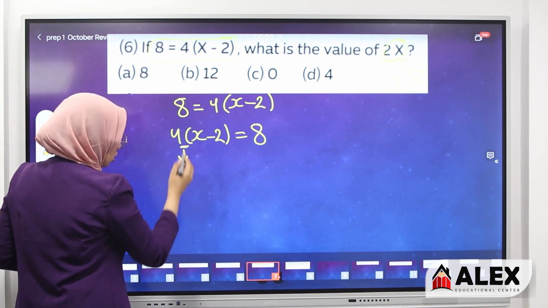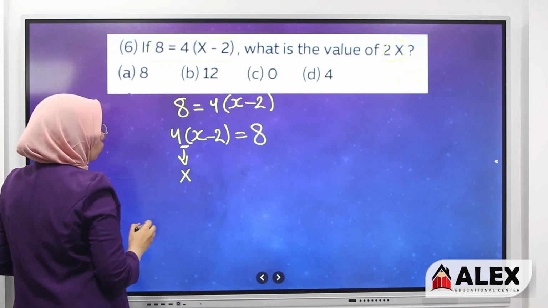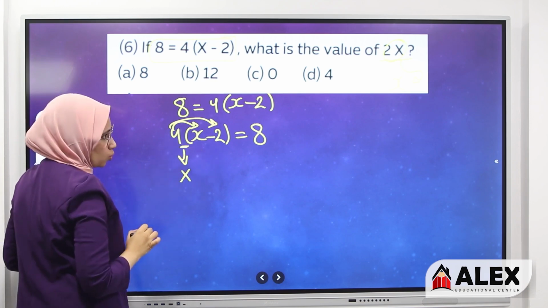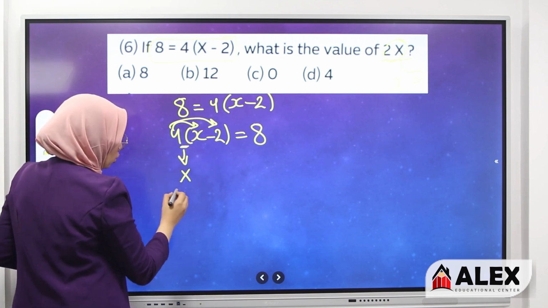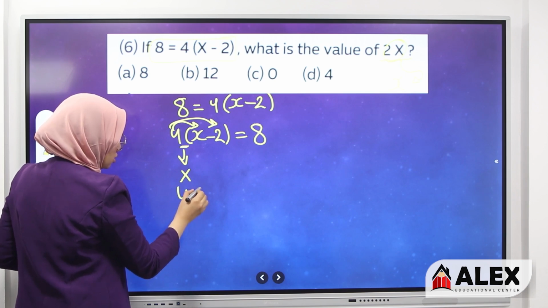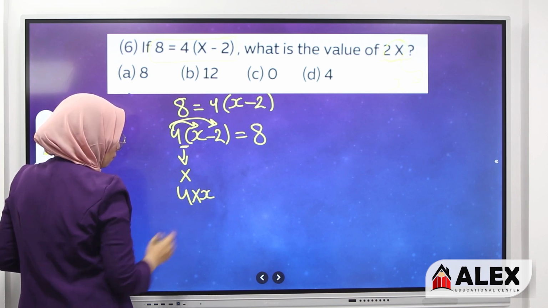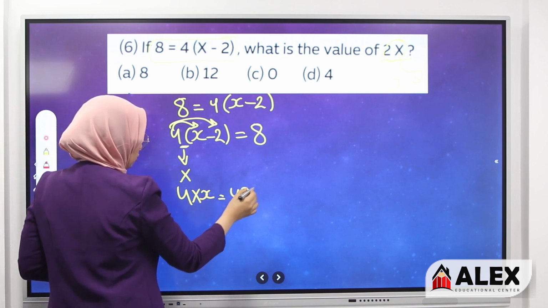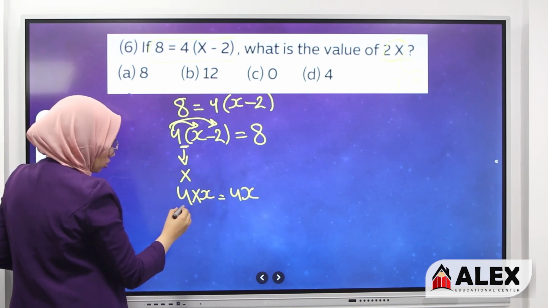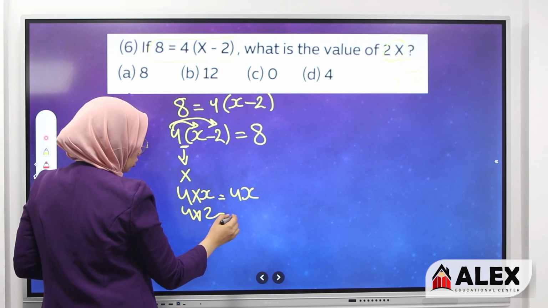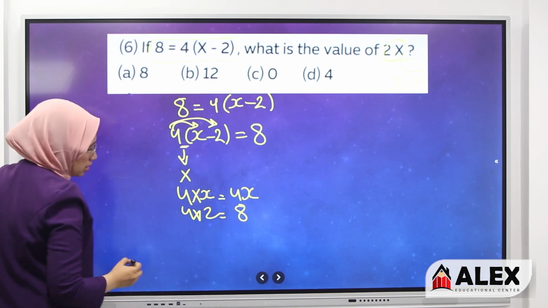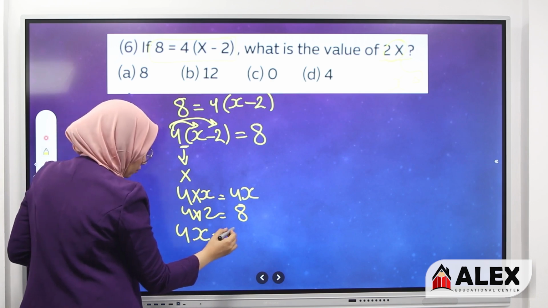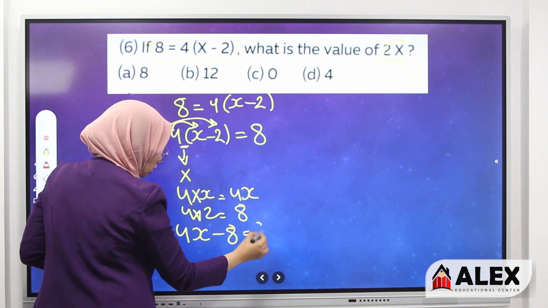4 bracket, that means here is a times. We make what? We make distributive to x and distributive to what? To 2. Then 4 times x equal 4x. 4 times 2 equal what? 8. Then the bracket equal 4x negative 8 equal what? 8.